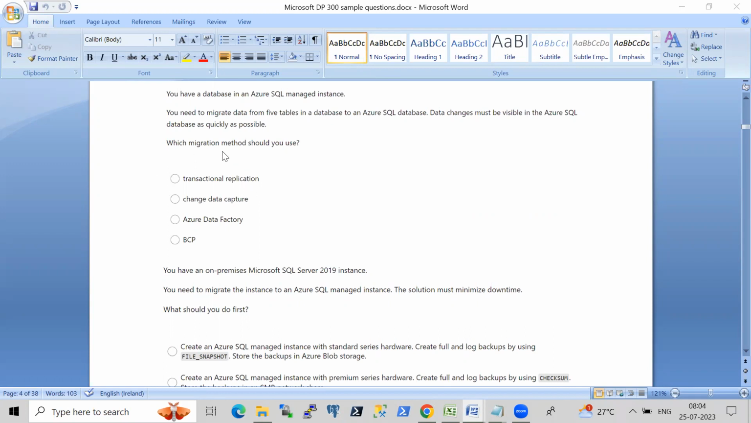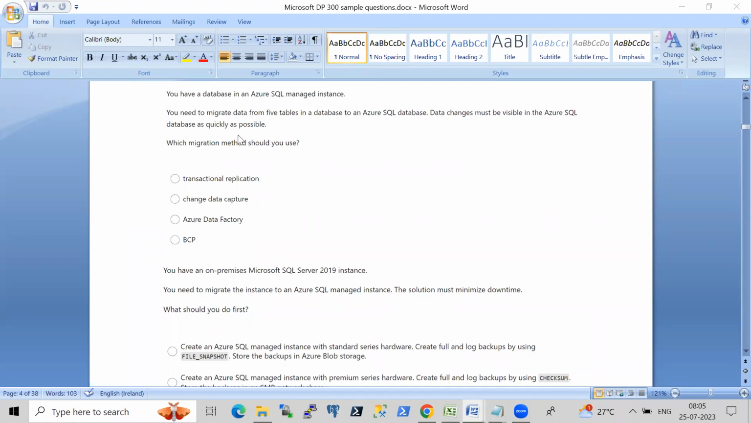So obviously the answer is transactional replication. Before I pass on the answers, I will let you know the reason behind it. He's saying 5 tables. He's not asking for the entire database. He's asking for only a few tables. If someone says few tables, straight away we should think of replication. Second, he wants to get the data as quickly as possible. If I go with transactional replication, I can get the data as quickly as possible. That is the second reason.